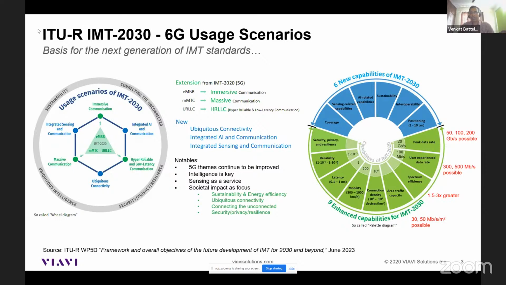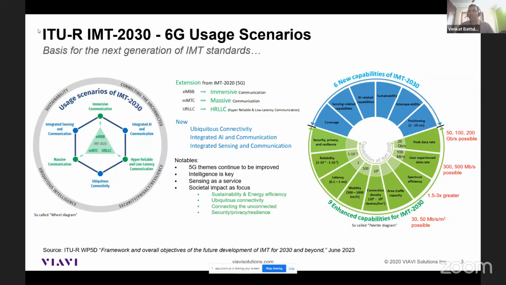Interoperability. We have lots of technologies now getting deployed: terrestrial, non-terrestrial, open RAN, cloud, and there is a need to provide interoperability for all these independent technologies. Positioning, which is traditionally provided by GPS so far. So we are looking at positioning as a new capability for IMT-2030.